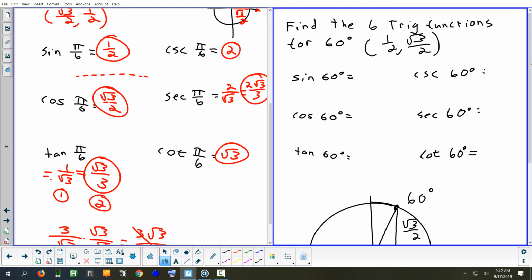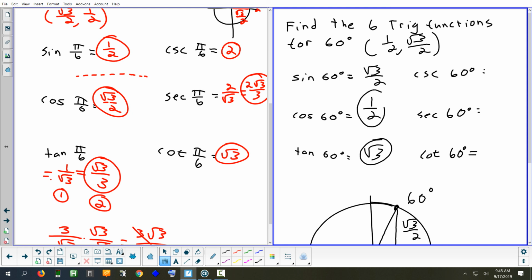Isaiah, what'd you get for the sine? I got the square root of 3. Yep, square root of 3 over 2. The cosine, how about Pat? What'd you get for that one? 1/2. Yep, good. And Megan, what did you get for the tangent? Square root of 3.